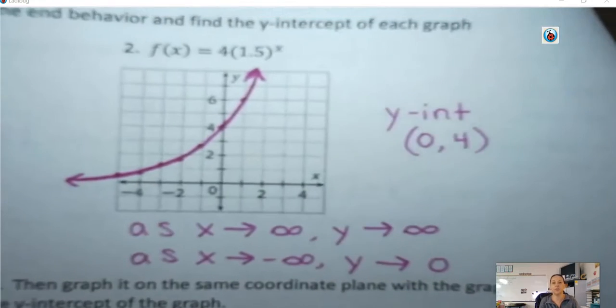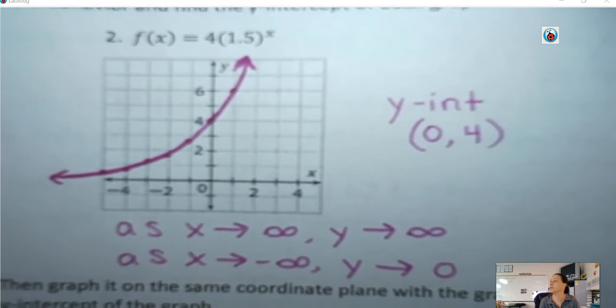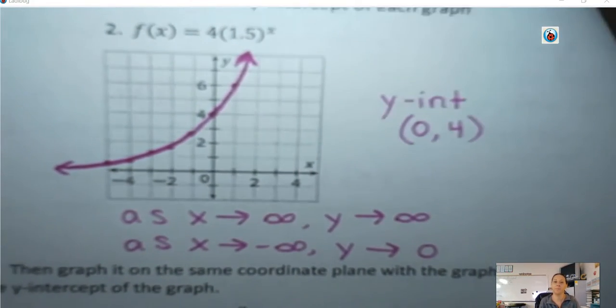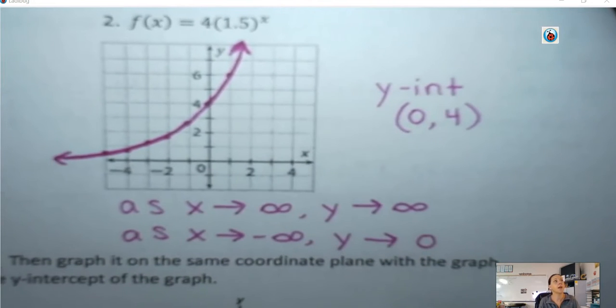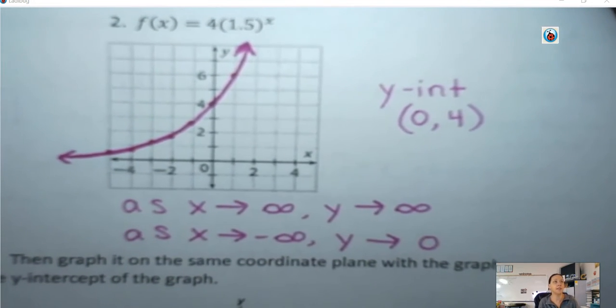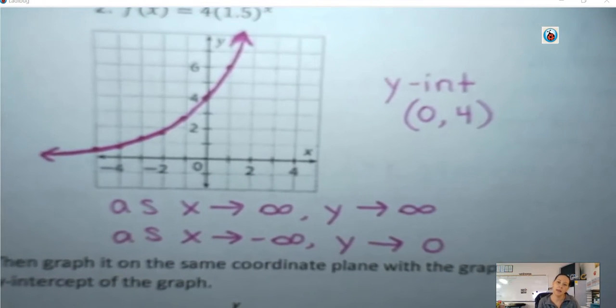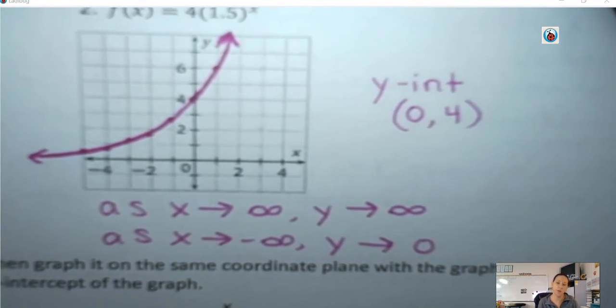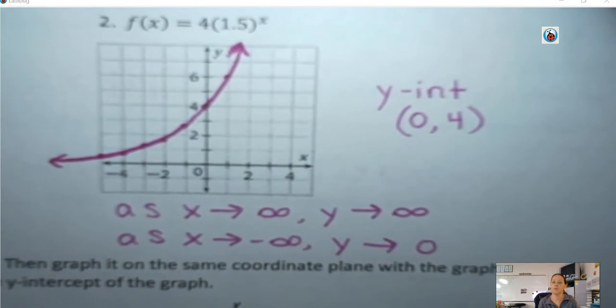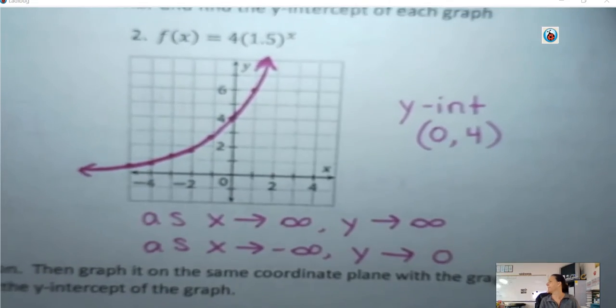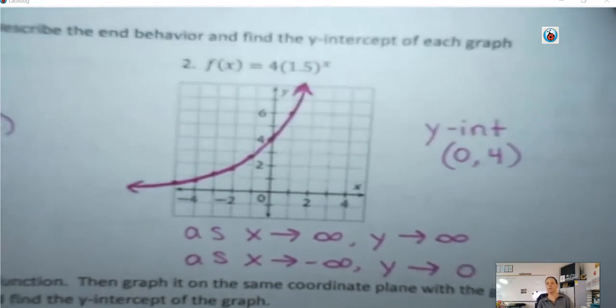Okay, check number 2 then. Your graph should look like this. And the end behavior is as x approaches infinity, y approaches infinity. As x approaches negative infinity, y approaches 0. And the y-intercept was 0, 4. Questions on any of those?